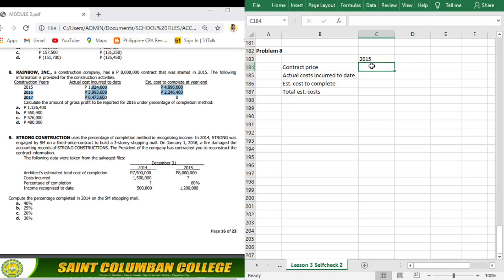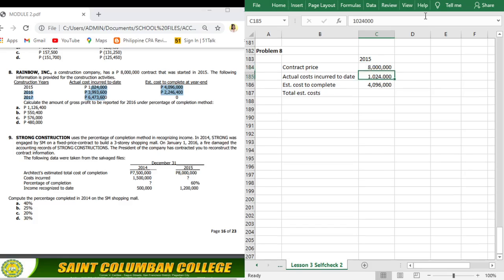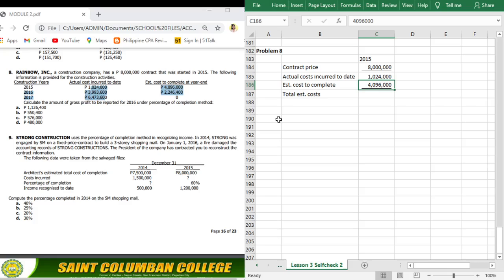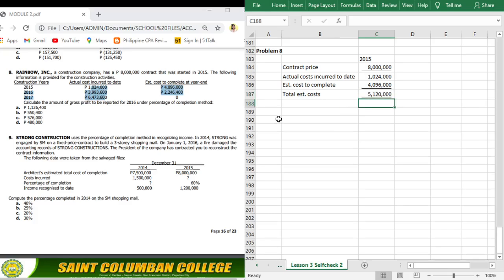Okay, so di ba naay contract price nga 8 million. The actual cost incurred to date amounts to 1,024,000. The estimated cost to complete is 4,096,000. Okay, so how much is the total estimated cost? So, we have 1,024,000 plus 4,096,000, that is 5,120,000. From that, we can compute the expected gross profit. Now, 8 million contract price minus total estimated cost, that is 2,880,000.